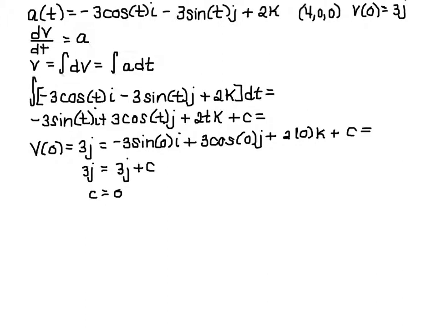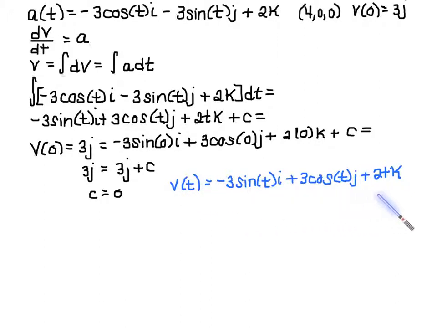So what we get here is that our velocity equation, our velocity with respect to time, is equal to a negative 3 sine t in the i direction plus 3 cosine t in the j direction plus 2t in the k direction. There we go. This is our equation for our velocity, with our constant being 0.